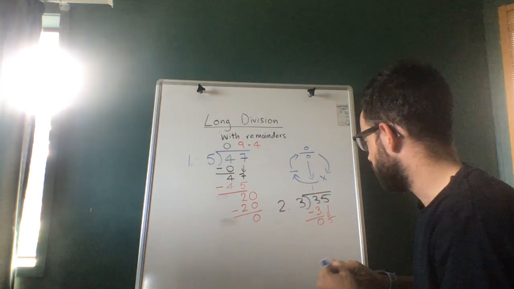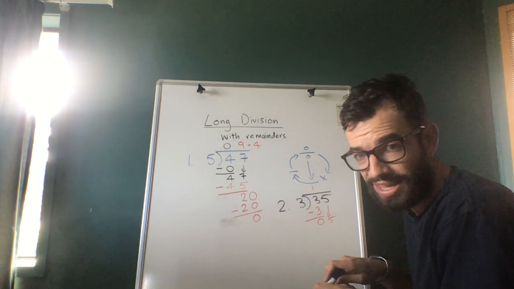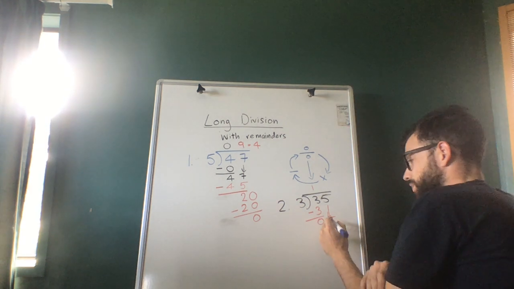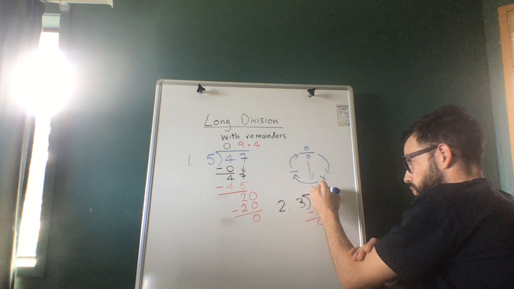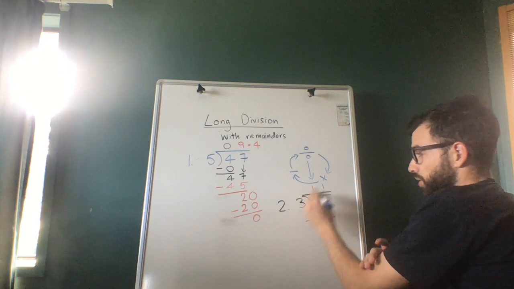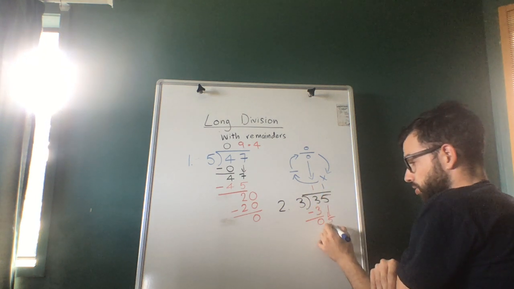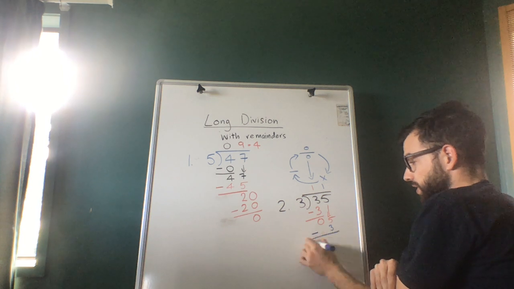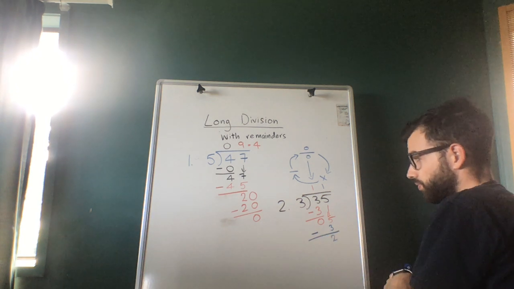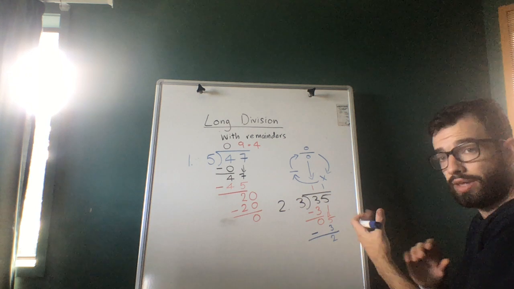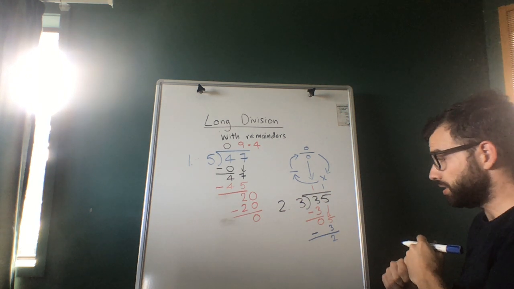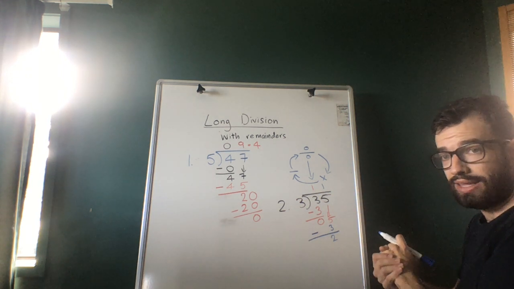Next step. How many times does 3 go into 5? The answer is 1. We then go 3 times 1. 3 times 1 is 3. 5 take away 3 is 2. Now we don't have a 0 there, so it means obviously we're going to get into remainders. And 3 is bigger than 2, so we can't easily divide it.